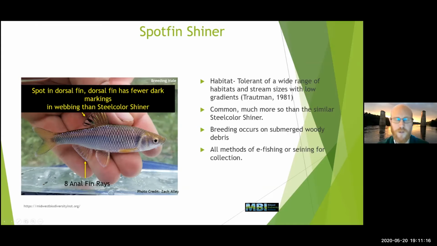These guys are in a lot of different streams. They generally like to breed on submerged woody debris, so they'll generally be in streams where they have a lot of that. You can get them with the seine because they'll do the smaller streams, and with any form of electrofishing also, because they are in a wide range of stream sizes.